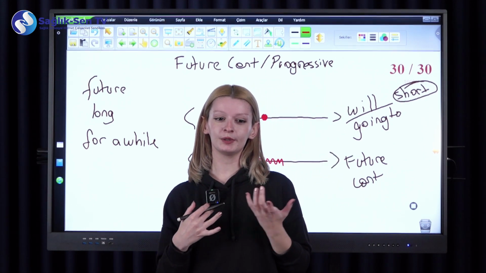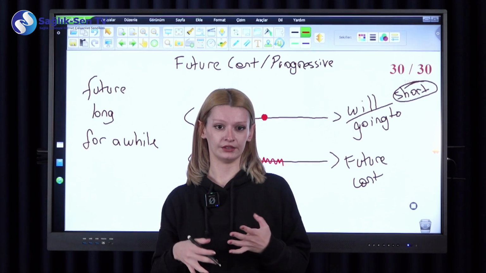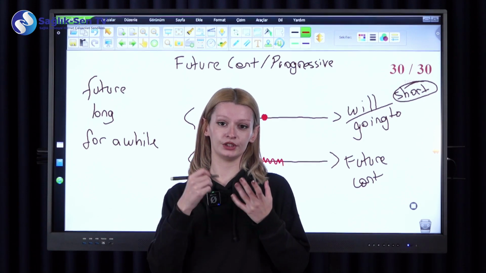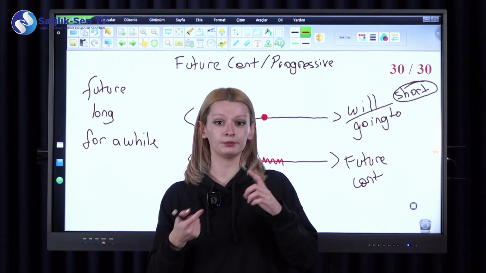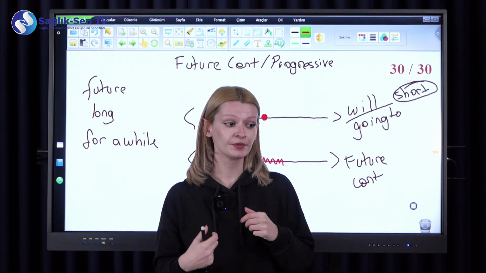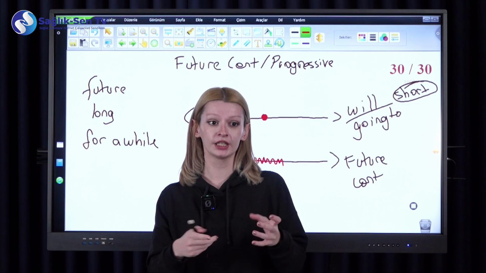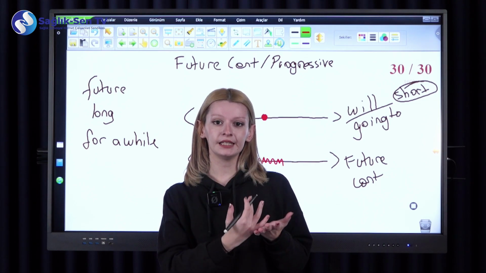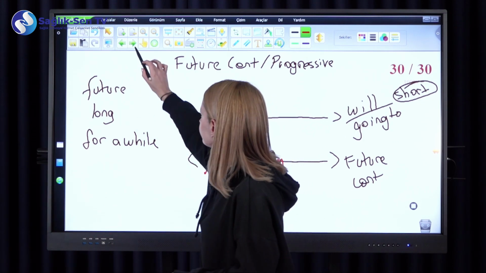You actually remember that we talked about this. Any progressive, any tense, doesn't matter that we use progressive with, gives the meaning of long action. It can be past continuous, we have seen that. It can be present continuous, it can be present perfect continuous. We have all seen long actions taking place.